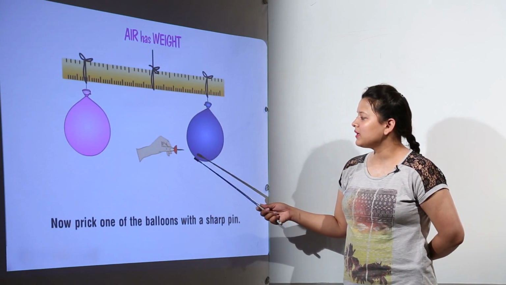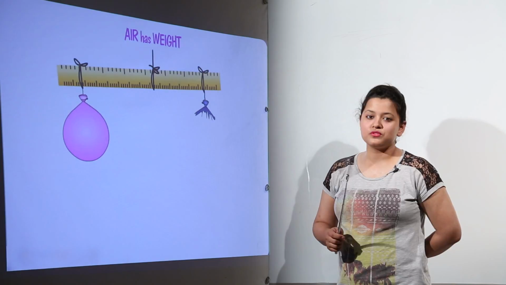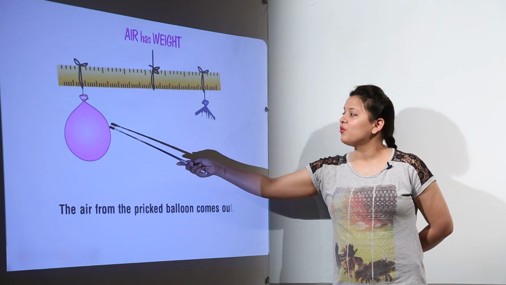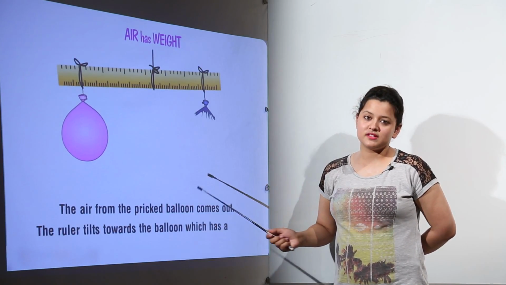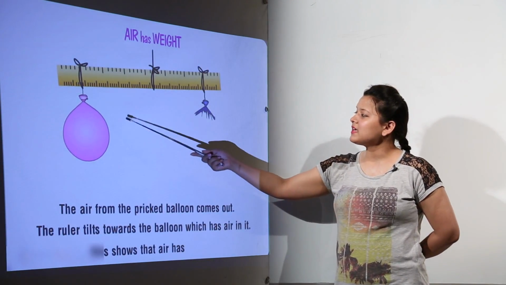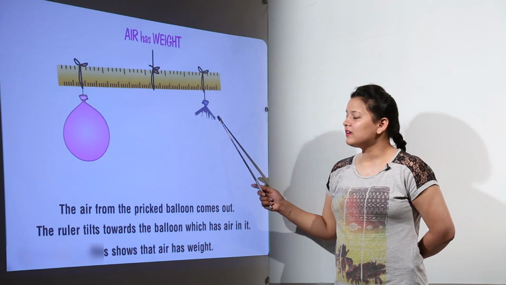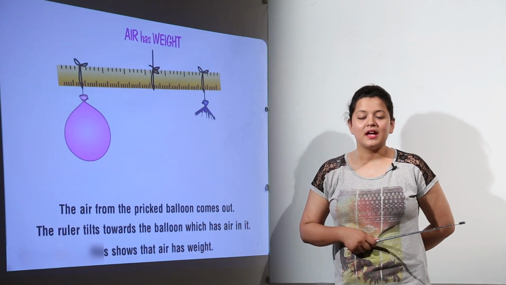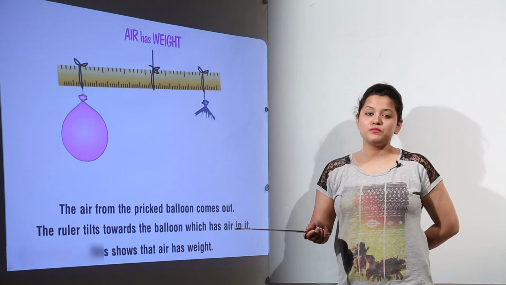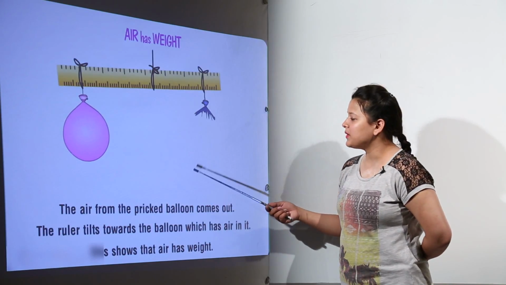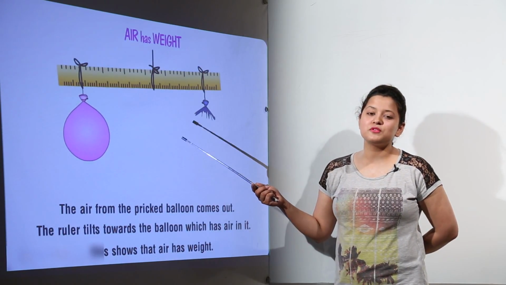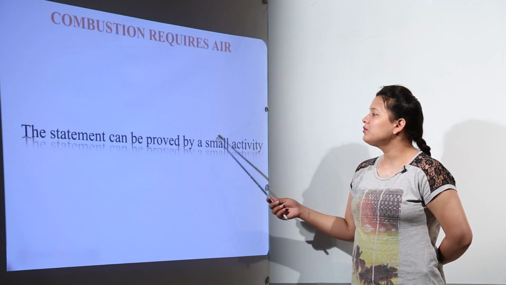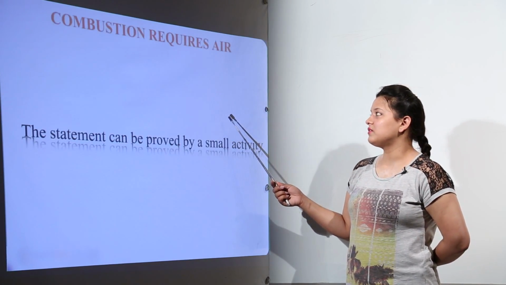Now is the experiment. Take a prick and just prick one of the balloons. You would notice immediately the ruler has bent down on the side where the balloon is still inflated. That means it has more weight than the other side. It is because the balloon over there has some air in it, and therefore we can come to the conclusion that air has weight, because of which it is able to bend the wooden ruler to either side.